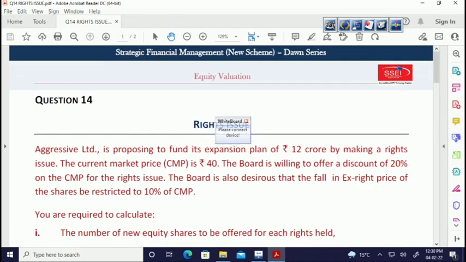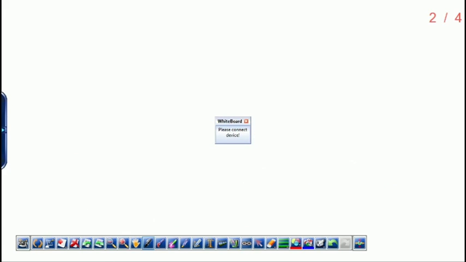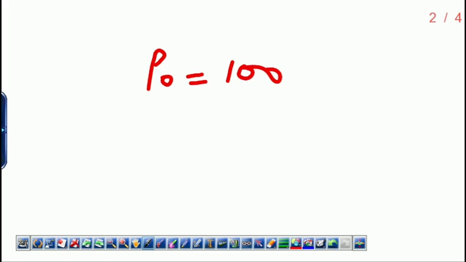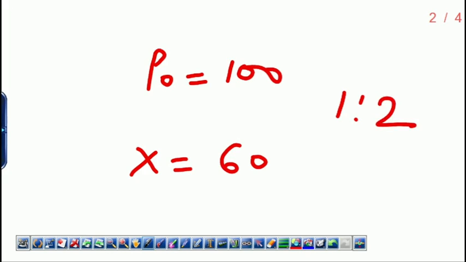Do you want me to revise the rights issue for you? Let me do that. Rights issue is a very easy topic, but people tend to forget about it. Now, if a company's share is trading at P0, say 100, and the rights issue takes place at a lower price, say X equal to 60, existing shareholders get the right to apply for the company shares at 60. Now suppose the rights ratio is 1:2. That means for every 2 shares you get 1 share.